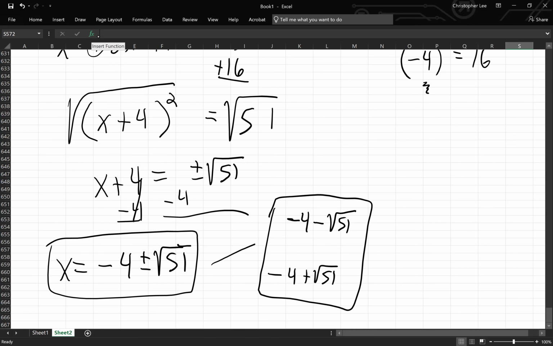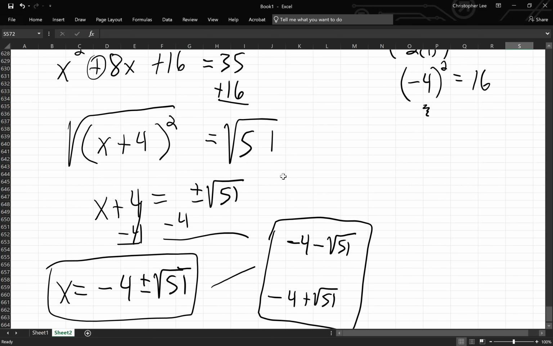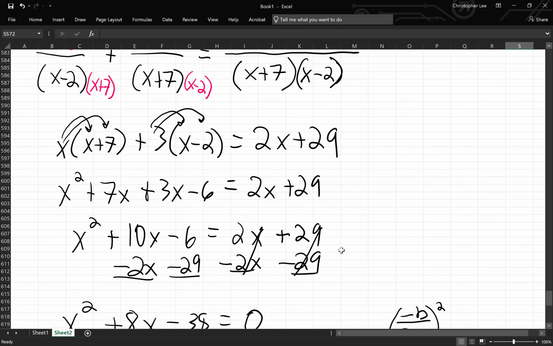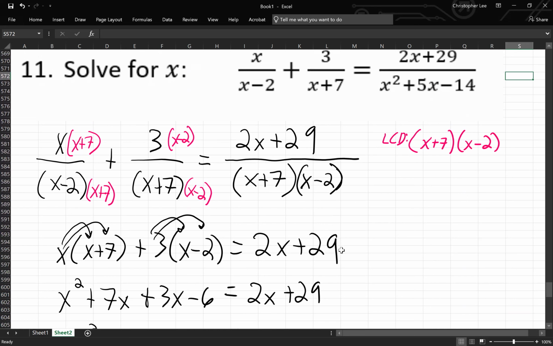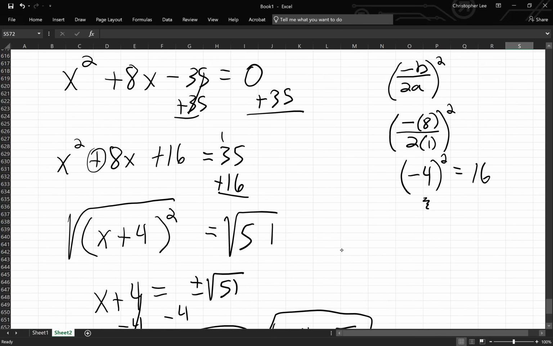Now, generally speaking, you have to verify that the answers that you got, in this case the negative 4 minus square root 51 and the negative 4 plus square root 51, will not make your denominator 0, because if it makes the denominator 0, it's undefined. So technically you're supposed to plug them into your LCD, one by one, to verify that they will not become 0. In the interest of time, I'm not going to plug them in because you could clearly see that that's not going to make the denominator 0.